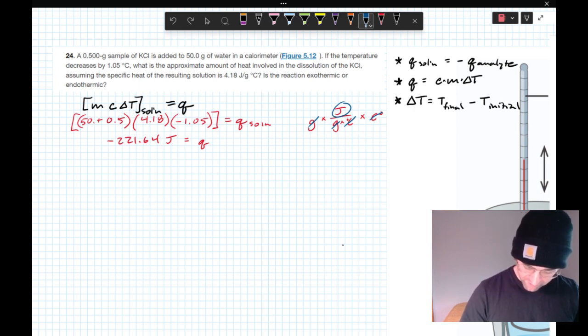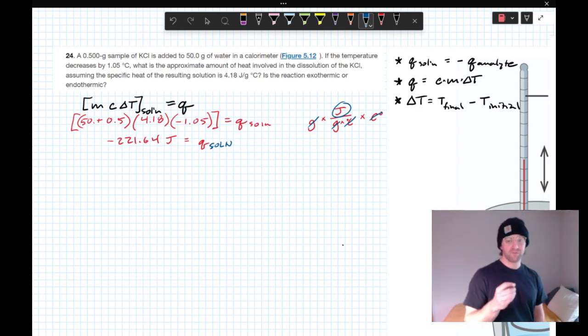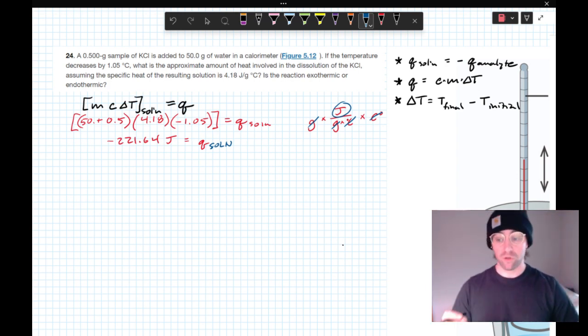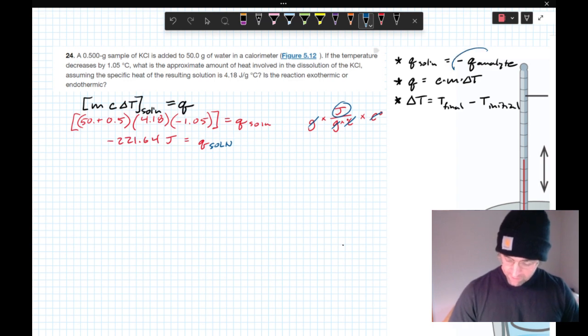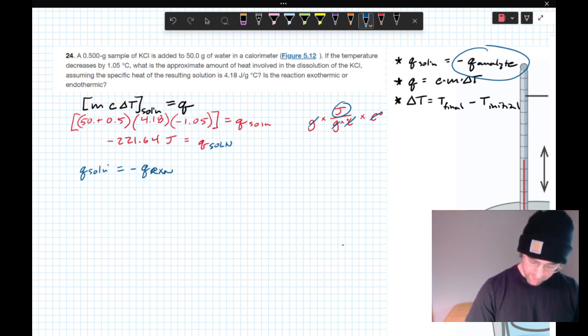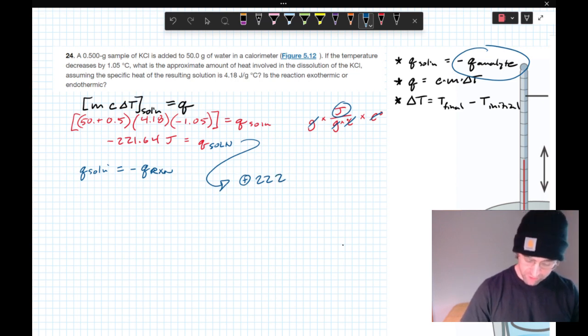But I'm going to do this in a different color. We need to be reminded that this was for the heat of the solution. They're asking for the approximate amount of heat involved in the dissolution of the potassium chloride. So they're looking for the heat of the reaction. And because Q solution equals the inverse Q, I'll just write reaction here. Our answer then is positive 220, we'll round it up and say 222 joules.